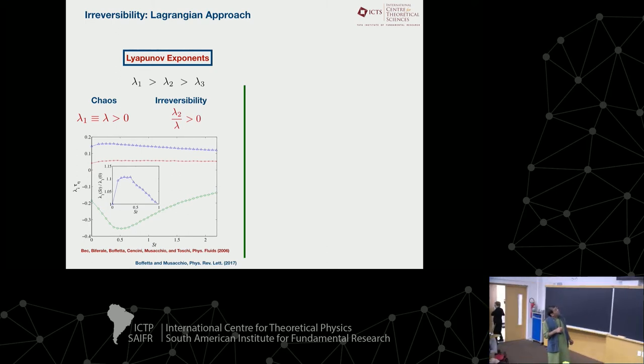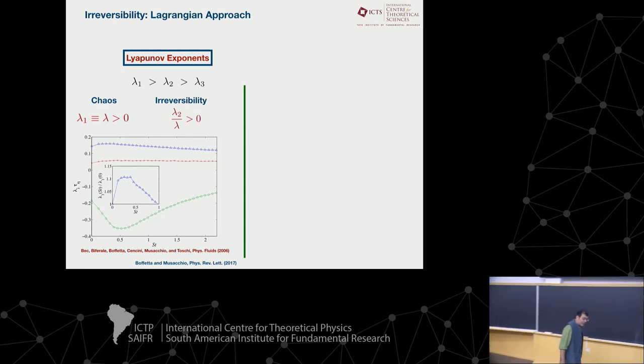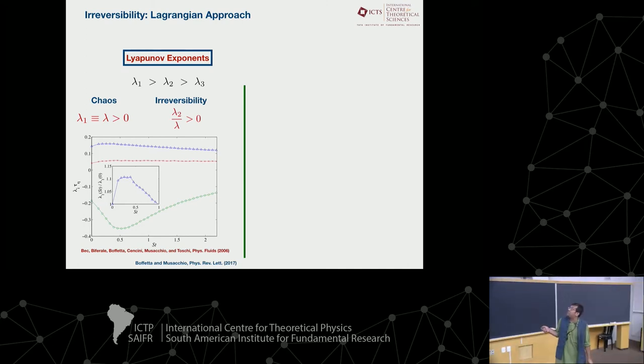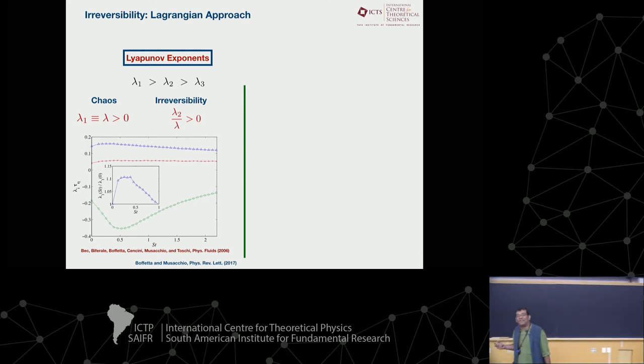In general, the Lyapunov exponents are ordered: lambda 1, lambda 2, and lambda 3. The Lagrangian field is chaotic, so the first Lyapunov exponent is always positive, and it has a certain universal value. It scales with the so-called Kolmogorov time scale of the flow. The middle one is just a little positive to show that the flow is irreversible. If the middle one was 0, then lambda 3 and lambda 1 would balance each other, and you could play the movie backwards.